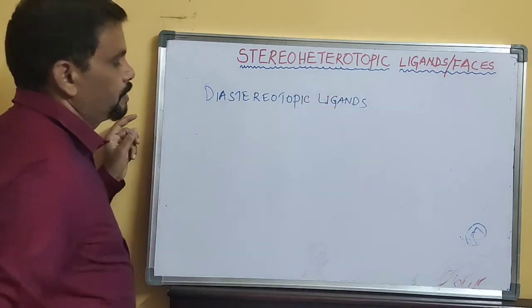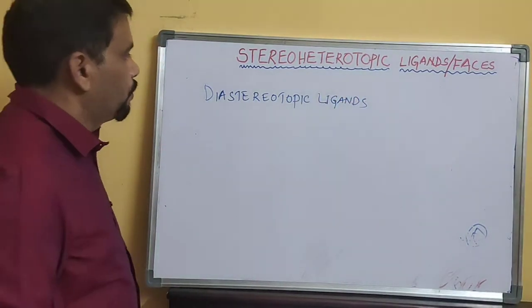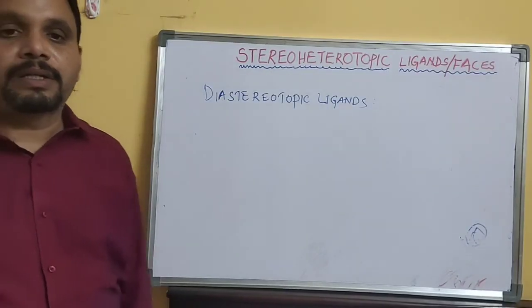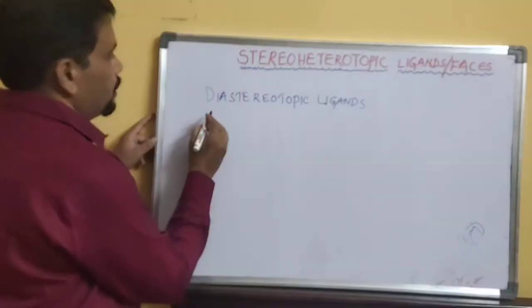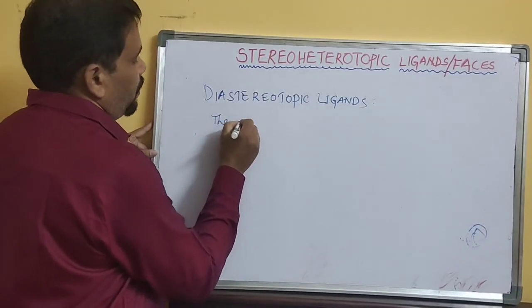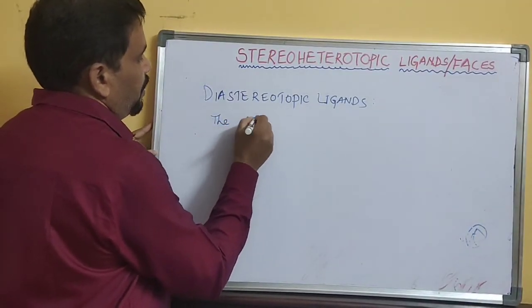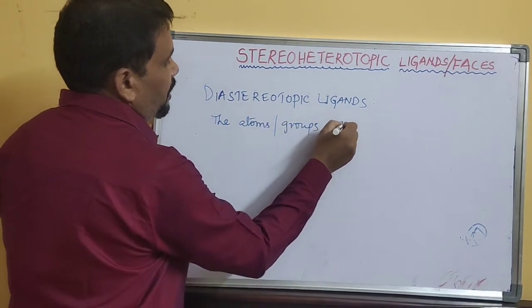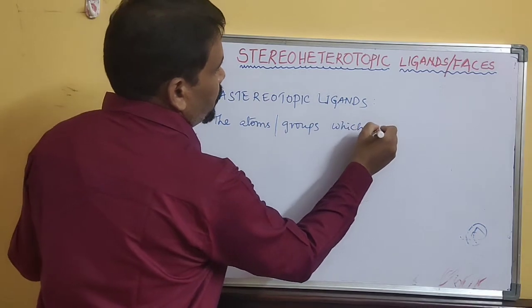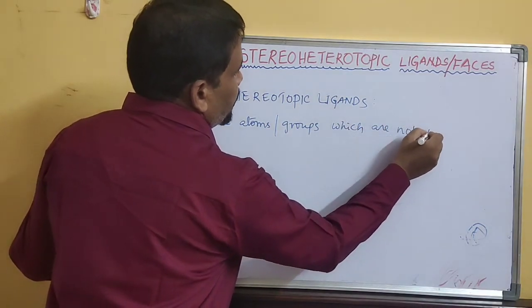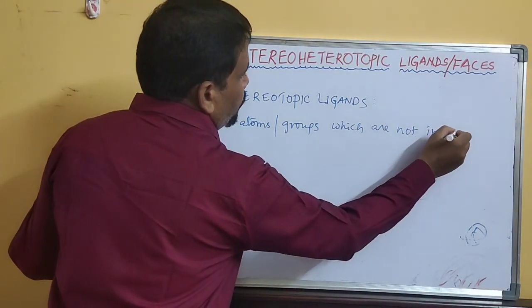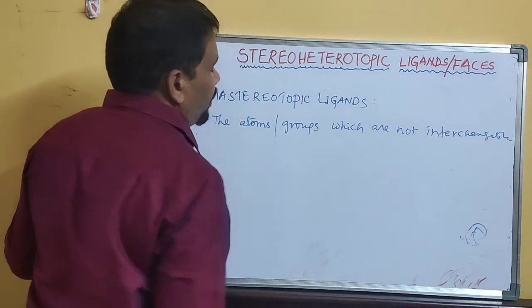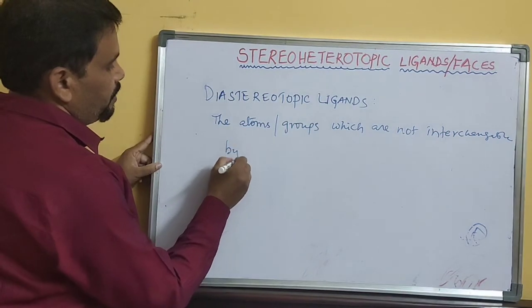Diastereotopic ligands. So what are diastereotopic ligands? The atoms or groups which are not interchangeable or exchangeable by any symmetry element.